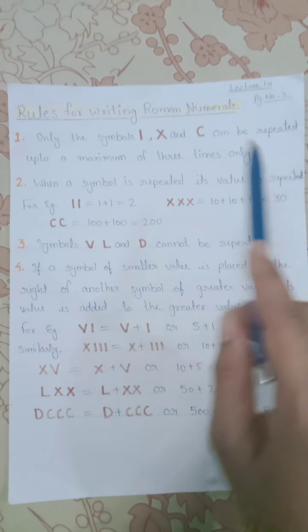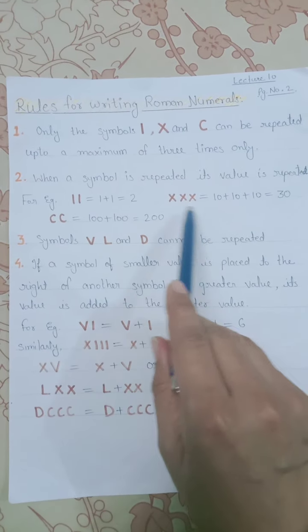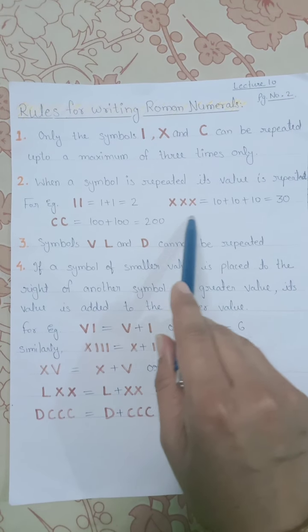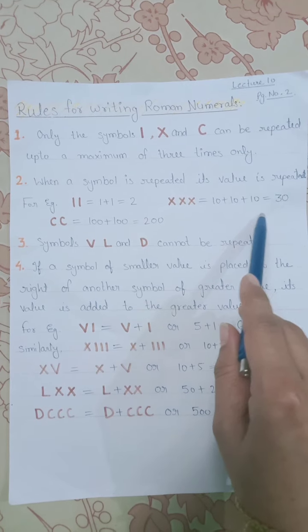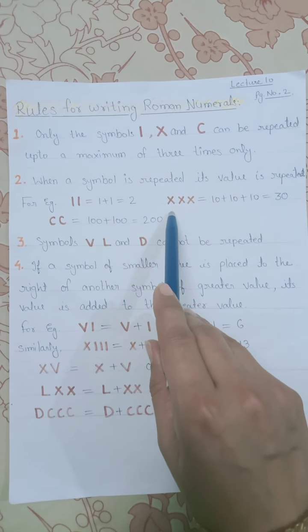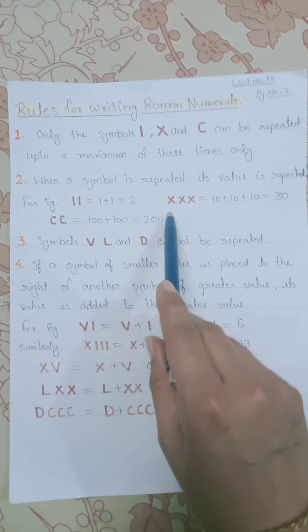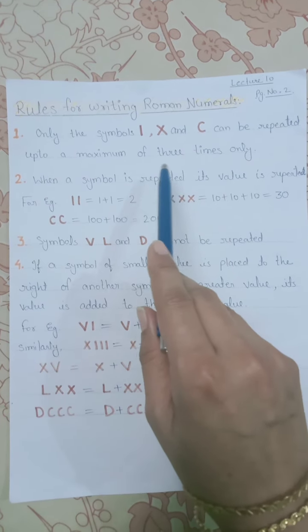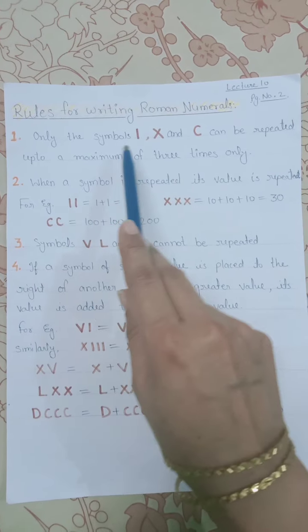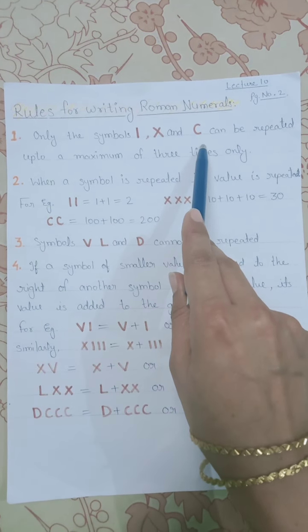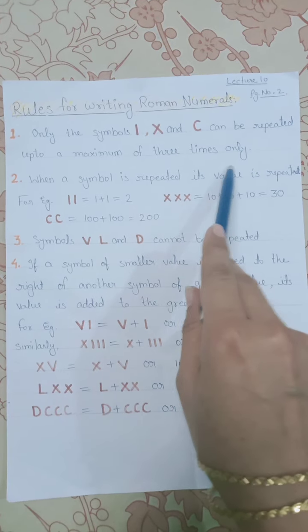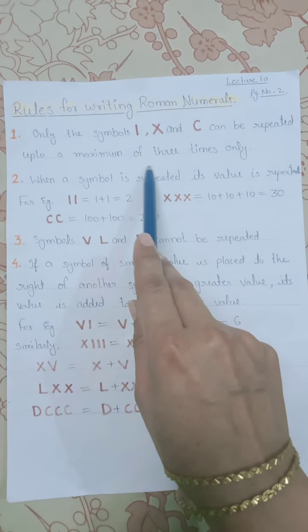Got that? For example, look here. We can repeat X 3 times: X, X, X. The value will be 30. But if we want to write 40, we cannot write it 4 times. It will be wrong. So, what is the first rule? Only the symbols I, X and C can be repeated up to a maximum of 3 times only. Note this down, 3 times only.